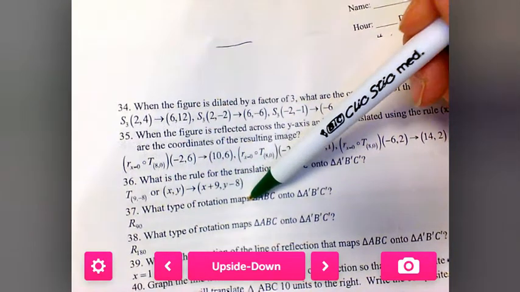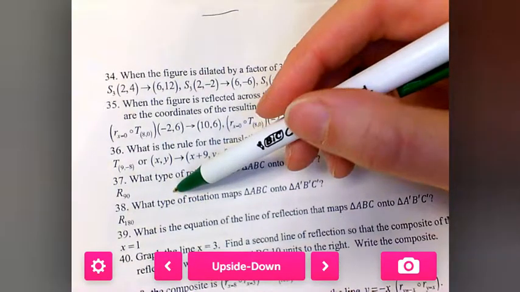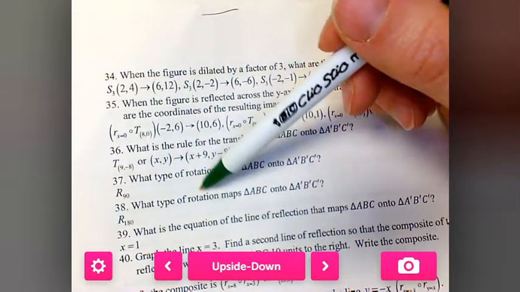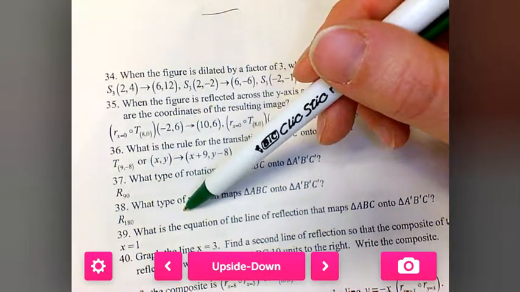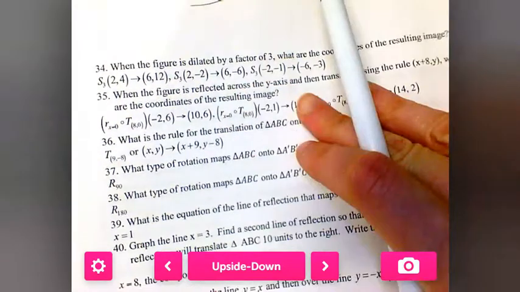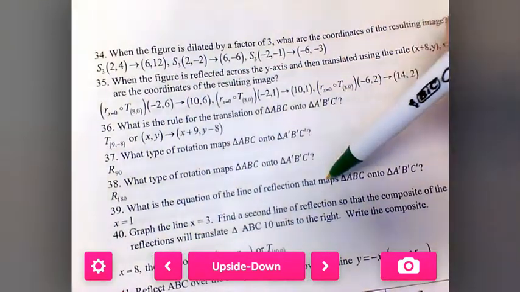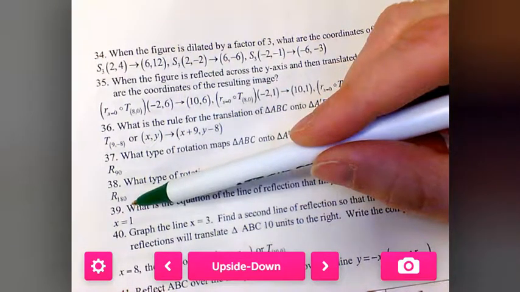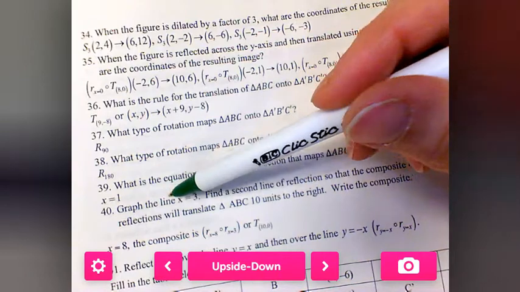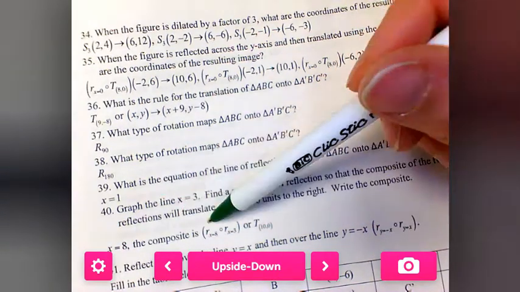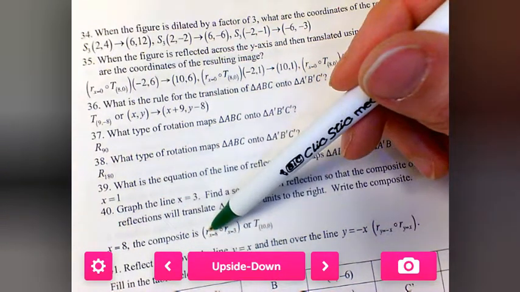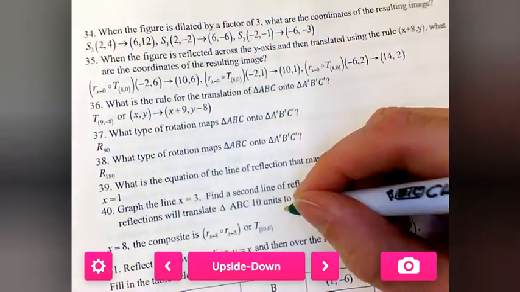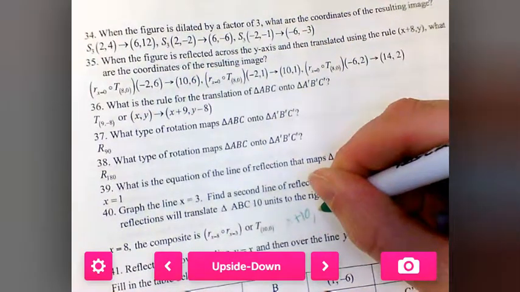What type of rotation is seen? It's a counterclockwise rotation of 90. What type of rotation is this for 38? It should be a rotation of 180 degrees. What is the equation of the line of reflection that maps ABC onto A prime, B prime, C prime? X equals 1. Number 40, we should graph x equals 8, and then the composite is reflecting over 8, then reflecting over 3, or 10, 0, or x plus 10, y.